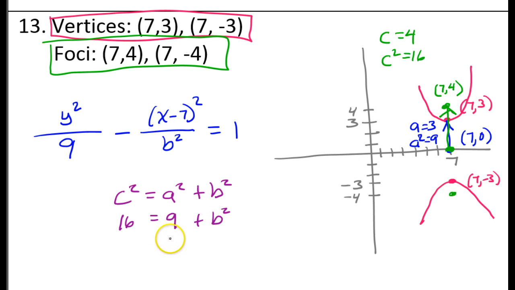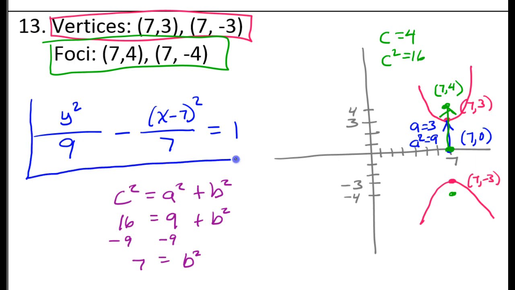So all we need to do is subtract 9 from both sides. So that's going to give us that b squared is 7. You might be tempted to take the square root or something, but don't. What we want is b squared, so don't take the square root. Just put the 7. And that's it. This is the standard form equation of the hyperbola that has these characteristics.